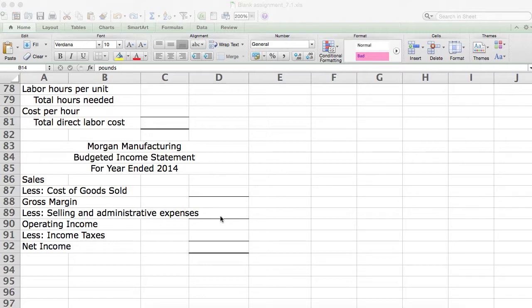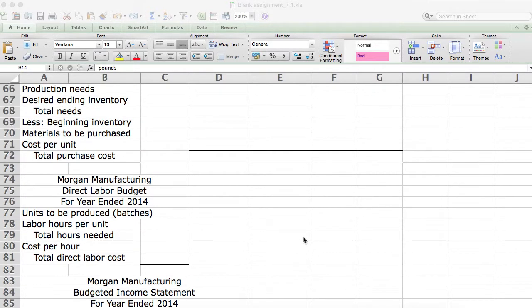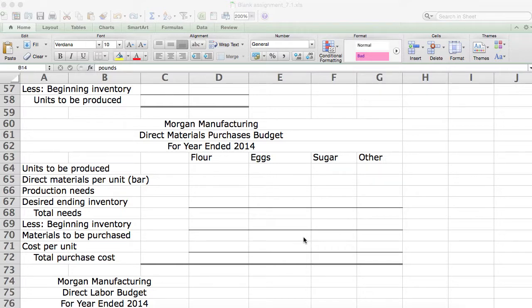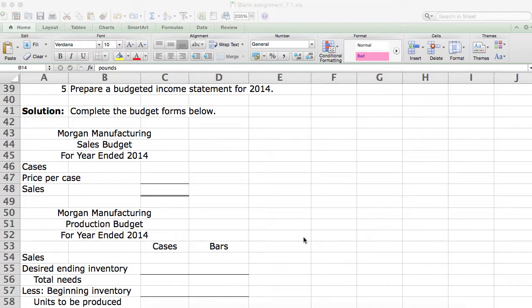Selling and administrative expenses are provided at top. When you deduct the selling and administrative expenses from the gross margin, you're given your operating income less income taxes, and the tax rate is also provided above. Once you deduct the taxes from the operating income, you're left with your net income. And that is how you calculate the budgeted income statement, the direct labor budget, the direct materials purchases budget, the production budget, and the sales budget.